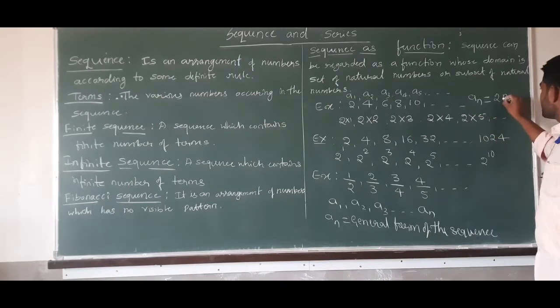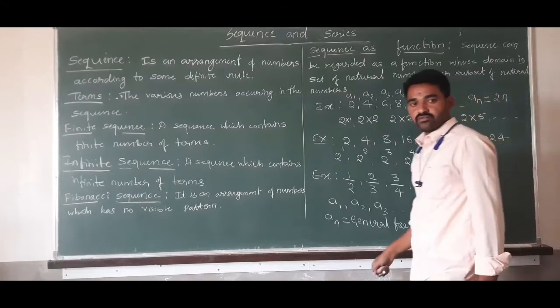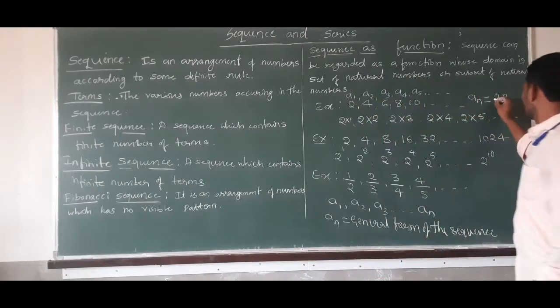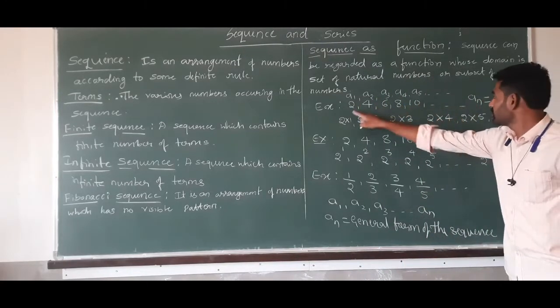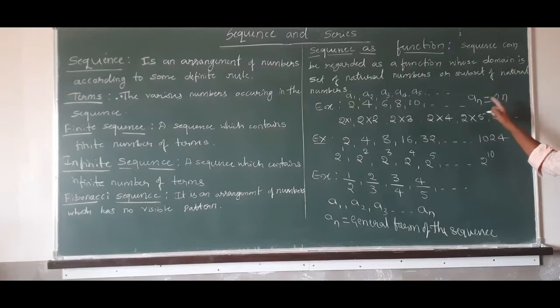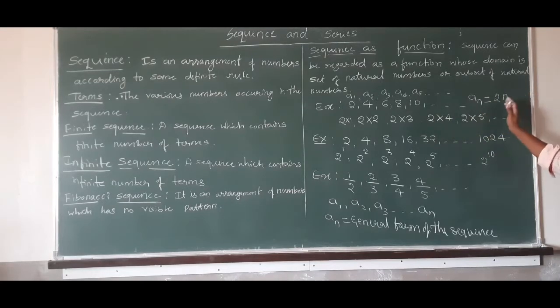Here n is the set of natural numbers. For n equal to 1, the first term is 2 into 1, which is 2; for n equal to 2, it is 2 into 2, which is 4, and so on. Similarly, the nth term is 2n.